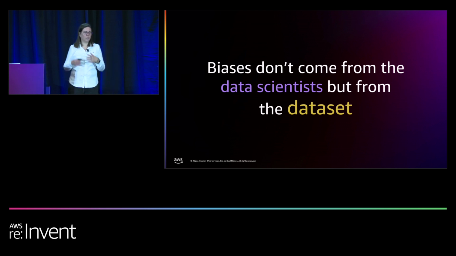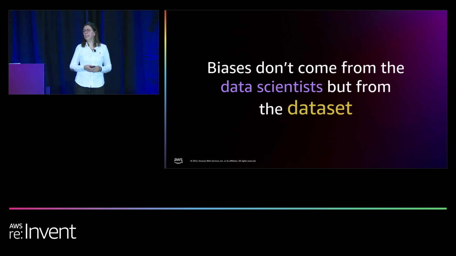And so most of the time, in 99.9999% of cases, biases don't come from the data scientist, they come from the data set. And so your main task as a data scientist is to study the data set to find these biases, to remove them, and then to train your model with a good data set.